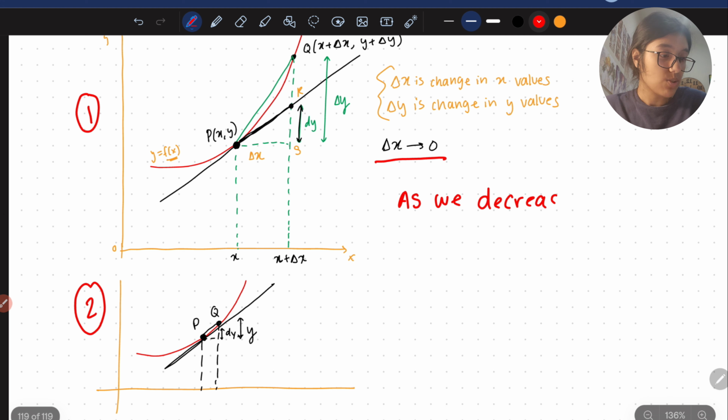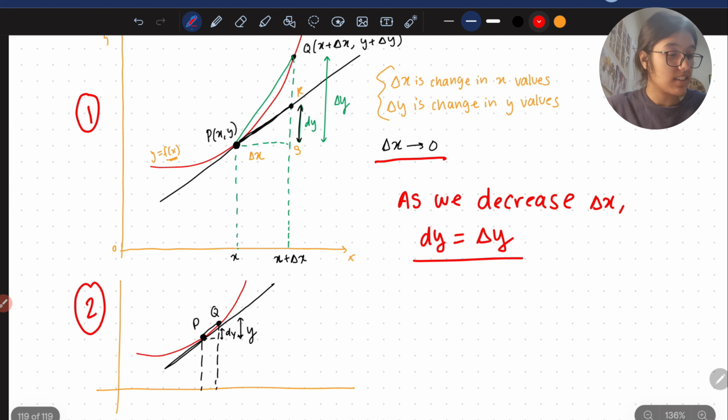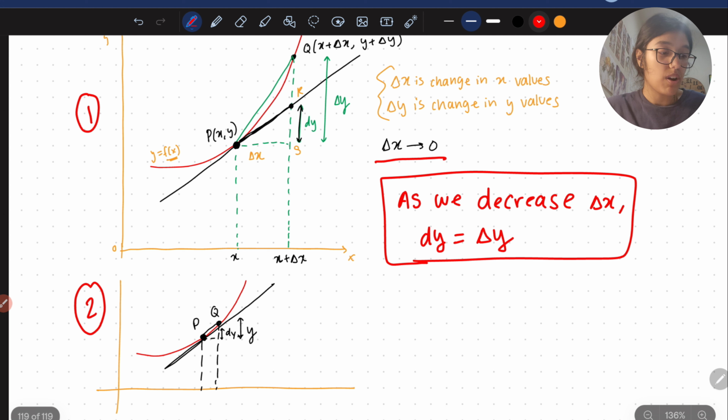As we decrease delta x, or the distance between point P and point Q horizontally, because we're talking about the x-axis, delta y and dy are almost equal. And that is very important because a lot of the word problems will use this basically theorem, so this box right over here is very important. I'm going to label it as a theorem and say that as we decrease delta x, dy is equal to delta y.